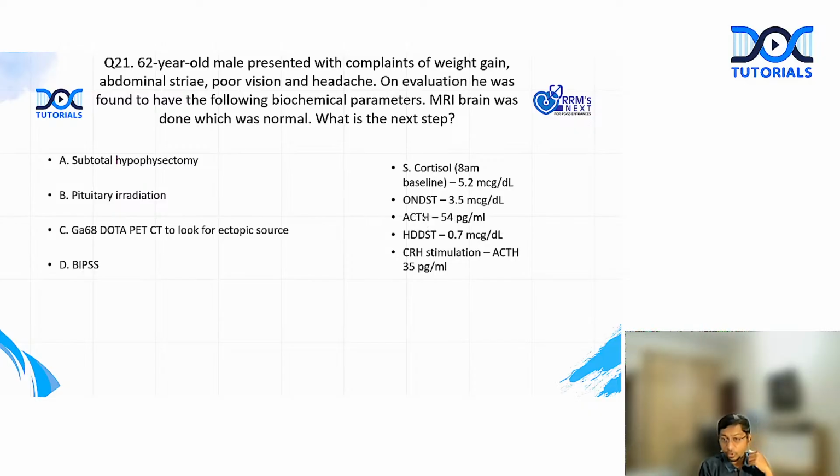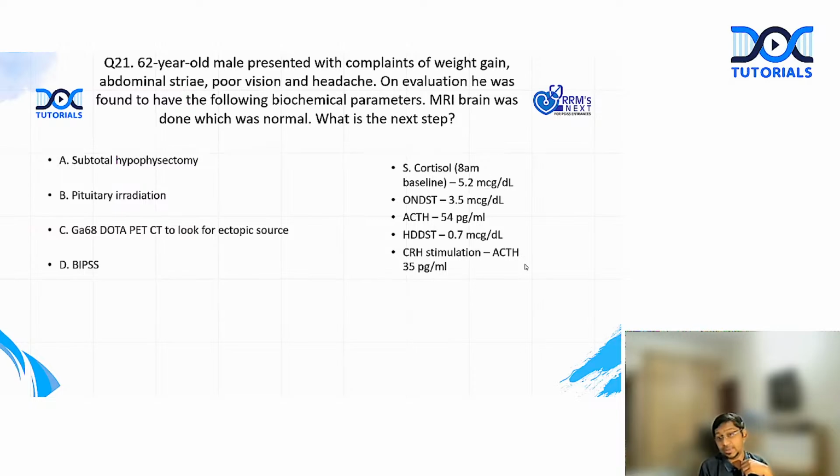ACTH is 54. Now that is an elevated ACTH. So basically any ACTH more than 15 is counted as an elevated ACTH. So this is basically a hypercortisolemia, and this is an ACTH dependent hypercortisolemia. Now the other options that are given here, we've got a high dose dexamethasone suppression test, which is 0.7. Again here also the cutoff is 1.8, so this is suppressed. And if you look at a CRH stimulation, the ACTH is 35, so that is basically not suppressed. So what is the next step?